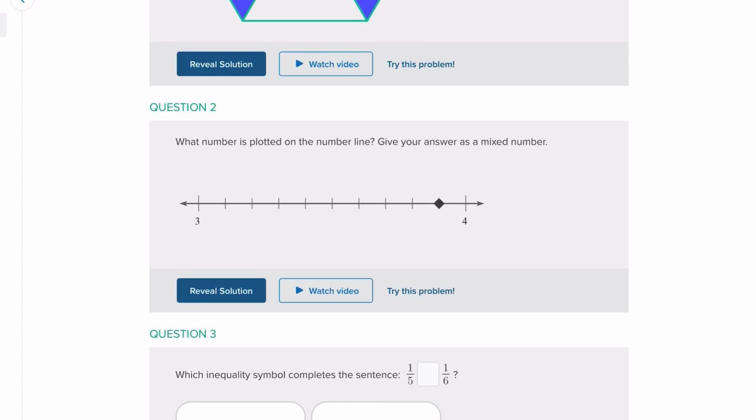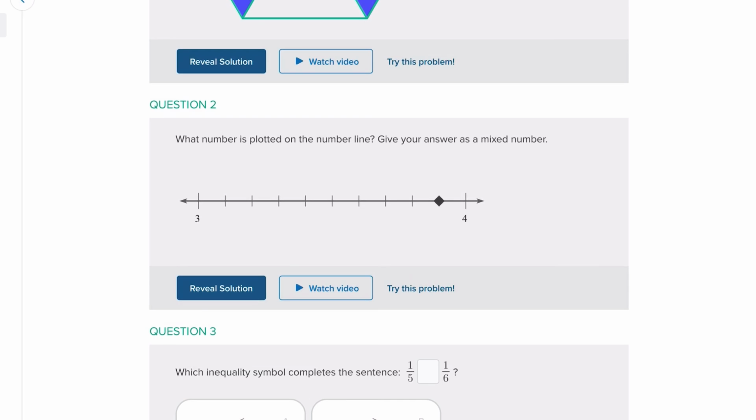Question 2 is about interpreting a number line. We need to give our answer in this case as a mixed number, so we're looking for something that may have a whole number and a fraction. We can see on the left that we have a 3, and on the right we have a 4. Our little marker is on the 9th position out of 10. So we have all of the 3 leading up to this, and 9 out of the 10 spaces. So our mixed number here would be 3, and then next to that, 9 over 10.